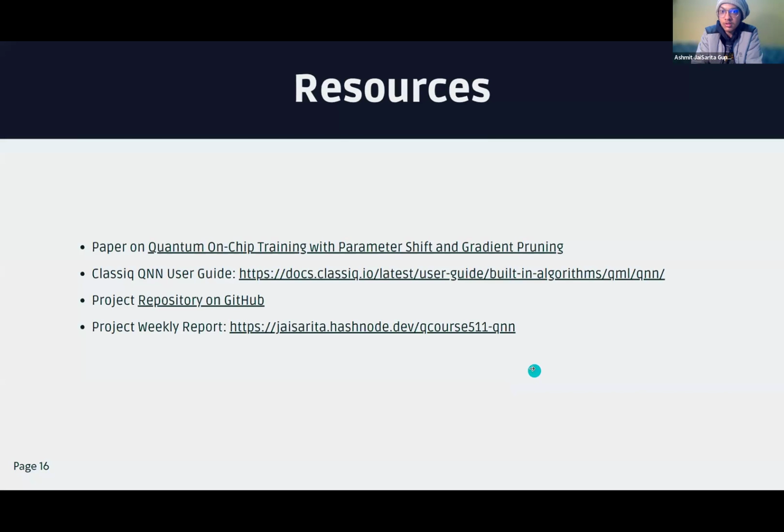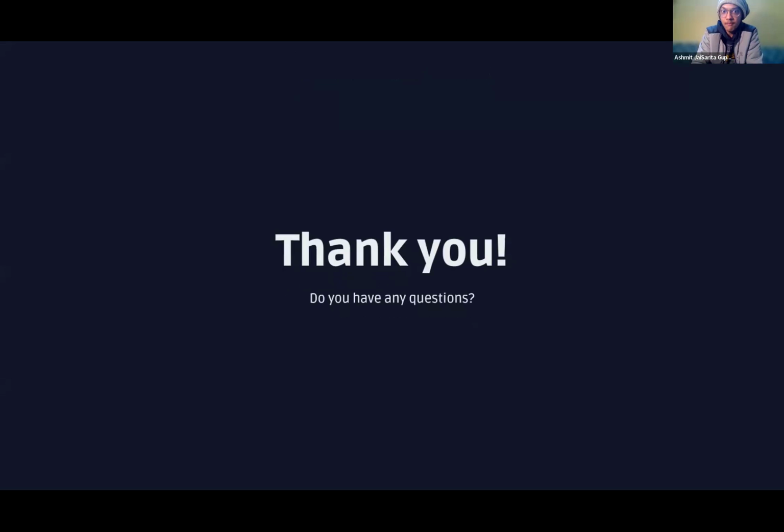Some of the resources we used were, first, the paper on quantum on-chip training with parameter shift and gradient pruning, and then obviously the Classiq documentation and guide. Here is the repository to our code, and this is the weekly report of our project. Thank you.